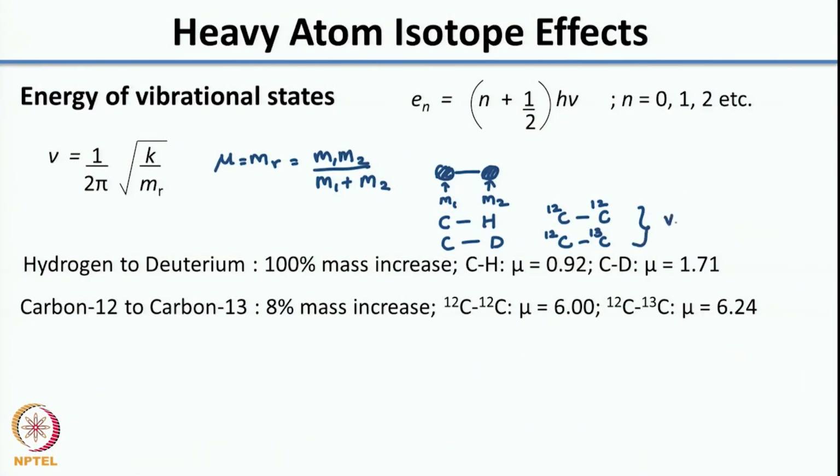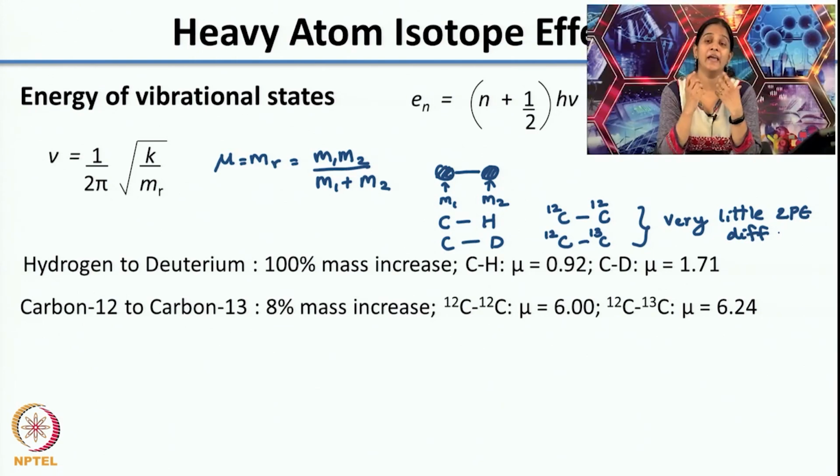So this zero point energy difference in this case is very little. So that is why the value that you get for kinetic isotope effects when you do replacement with these heavy atoms is much smaller than what you see for hydrogen and deuterium. We have seen kH over kD values close to 7, but that is not what you would see when you look at heavy atoms. But still people use carbon, nitrogen, oxygen, Cl, all these isotope effects are actually studied.